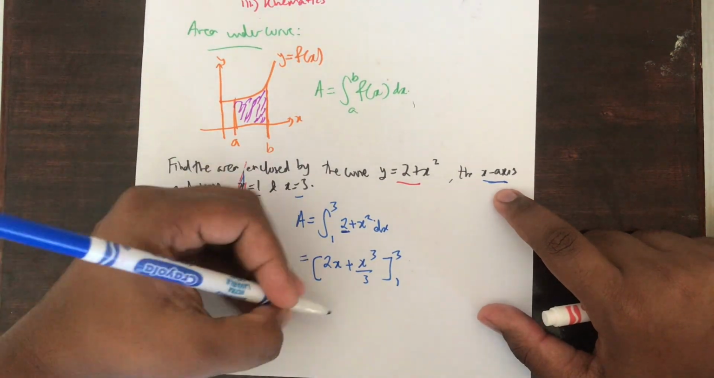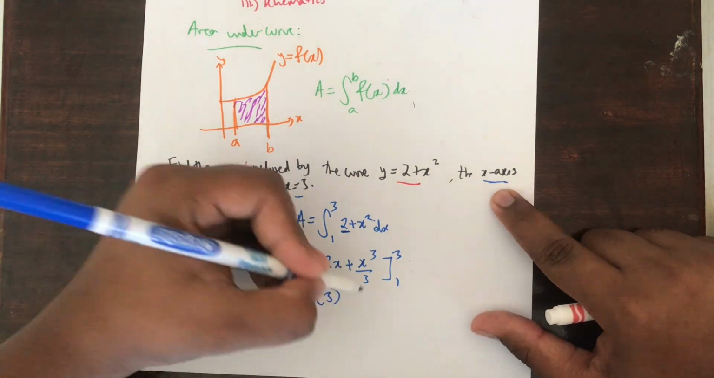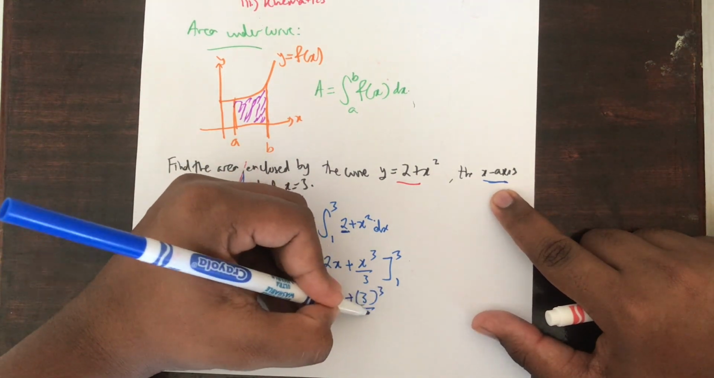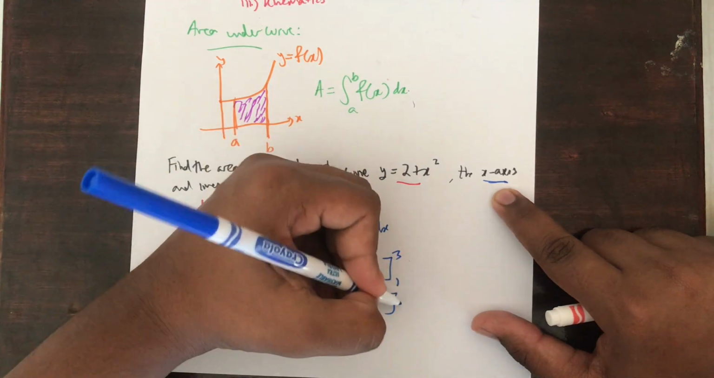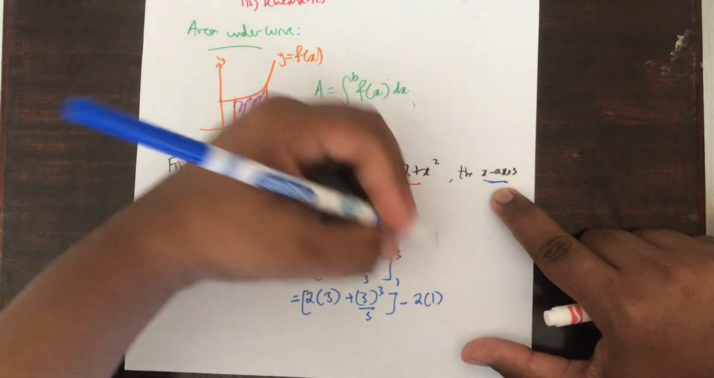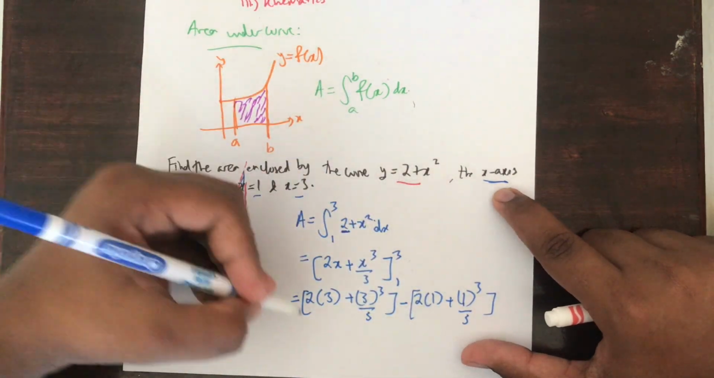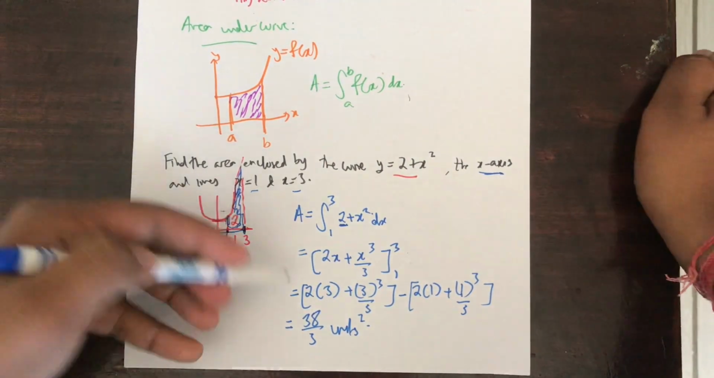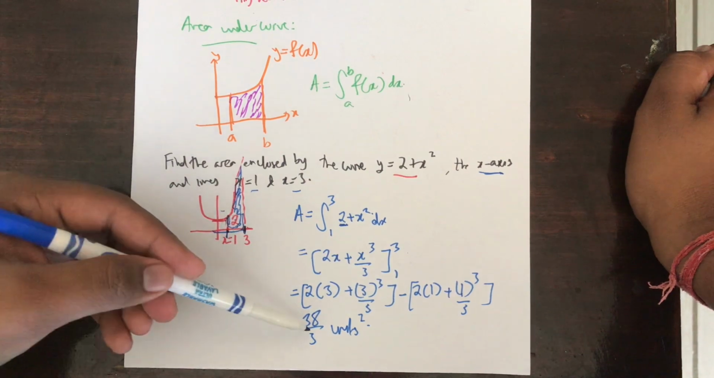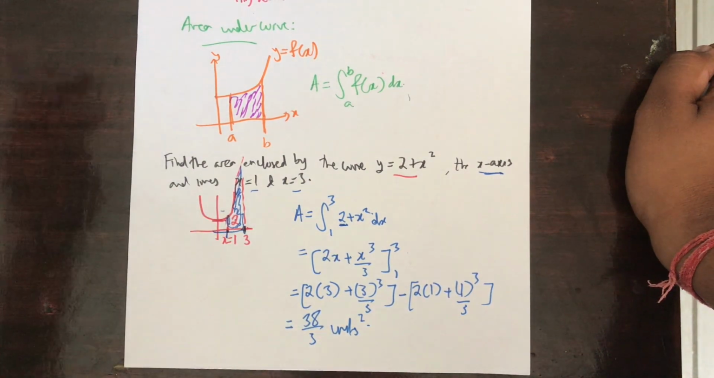Again, you substitute this in the calculator. So 2 into 3 plus 3 cubed divided by 3, minus 2 into 1 plus 1 cubed divided by 3. And so by getting these values, your answer is 38 over 3 units squared.